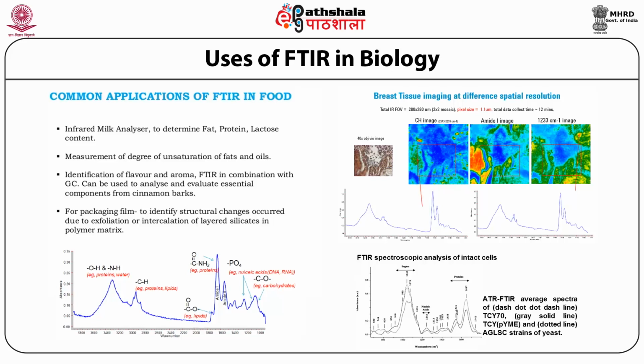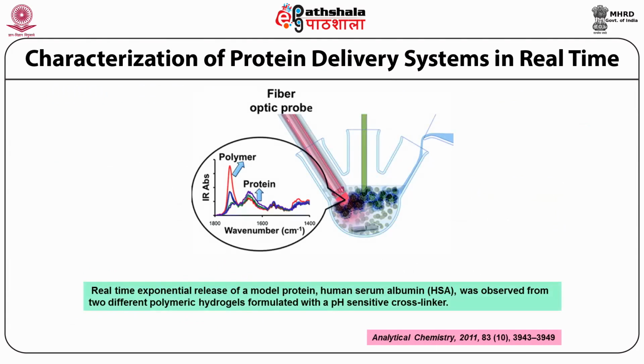matrix. You can see here the IR spectra of different types of food product like protein and lipid only, protein only, oleic nucleic acids and carbohydrates. And at last, the FTIR average spectra of the TCY70 and TCY in the dotted line is given from the different strains of the yeast.